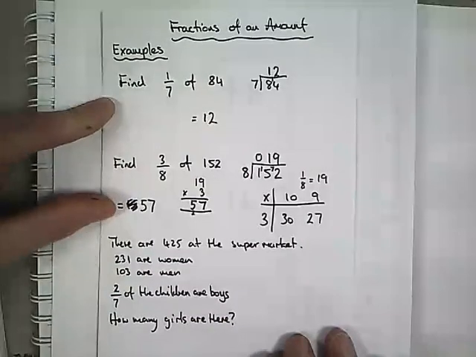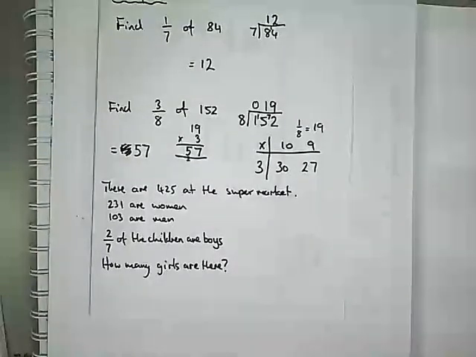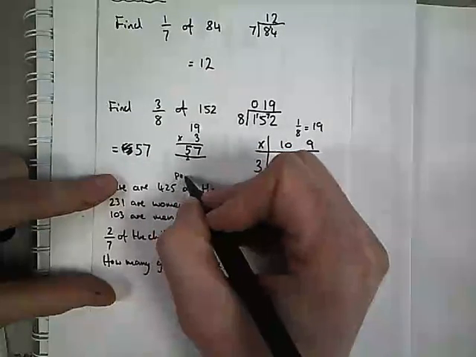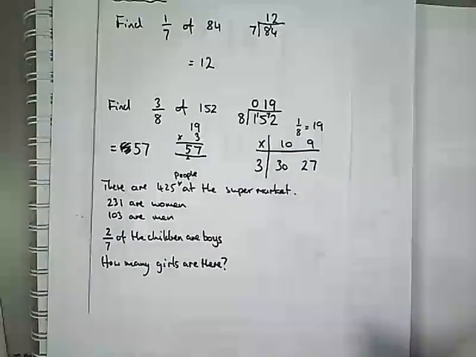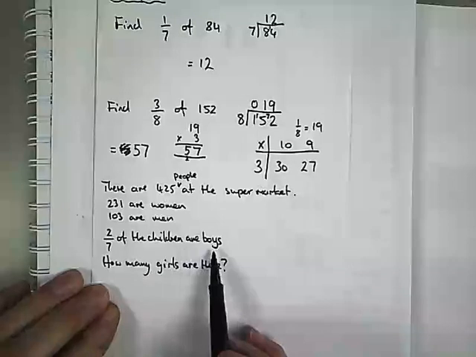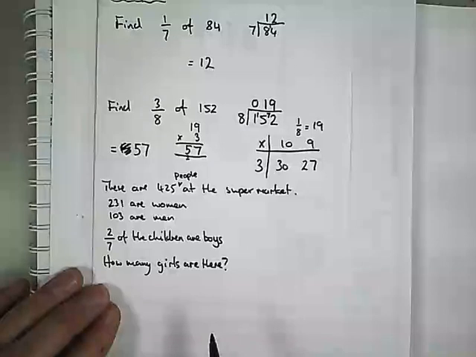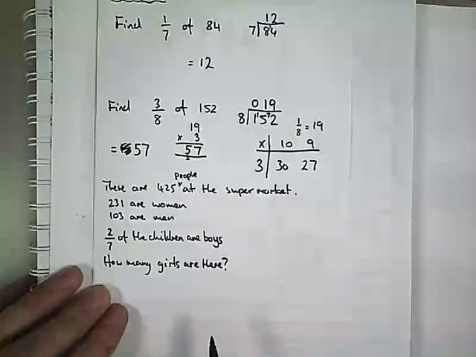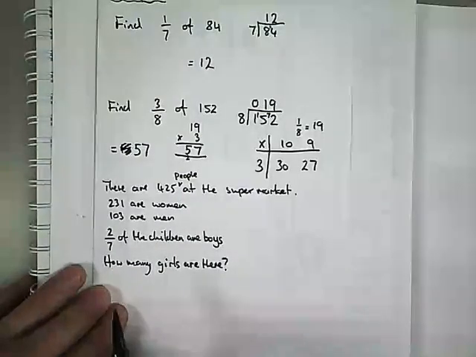Okay, third example. This is a tricky question. There are 425 people at the supermarket. 231 are women, 103 are men, the rest are children. 2/7 of the children are boys, so how many girls are there? My first step is to work out how many children there are in total. So I'm going to add up my men and my women and take it away from my 425, and that will tell me how many children I've got.